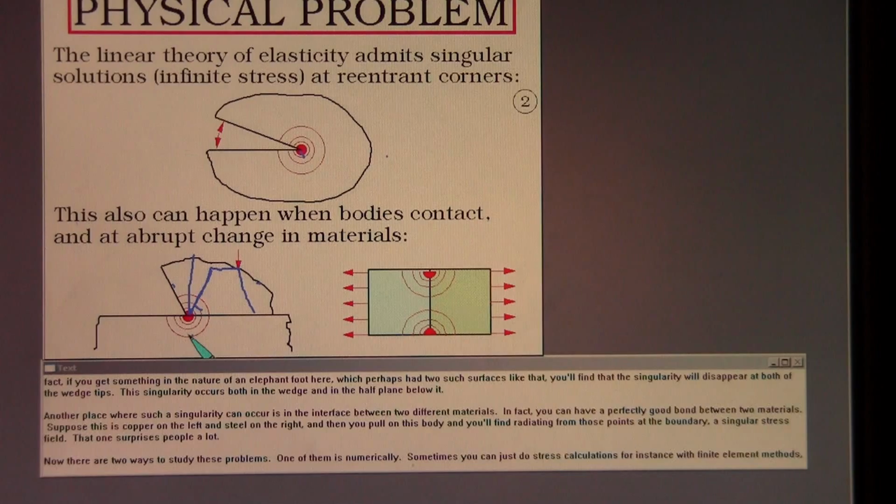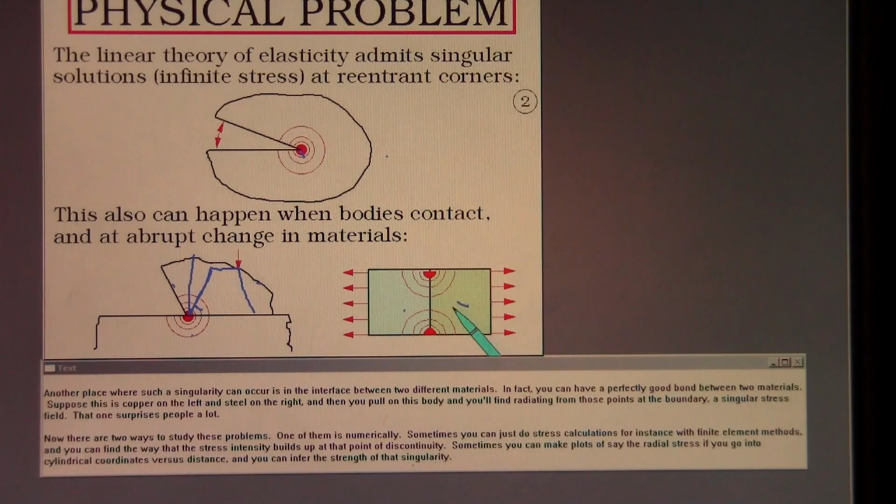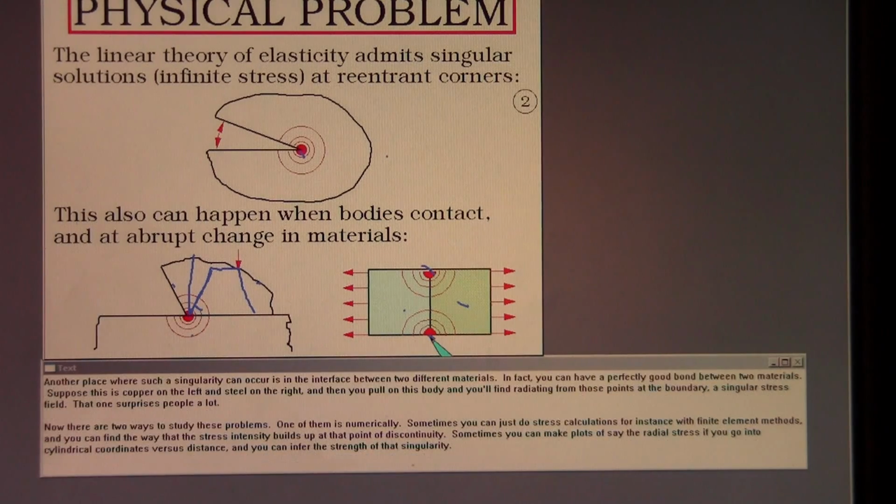Another place where such a singularity can occur is in the interface between two different materials. In fact, you can have a perfectly good bond between two materials. Suppose this is copper on the left and steel on the right, and then you pull on this body, and you'll find radiating from those points at the boundary a singular stress field. That one surprises people a lot.